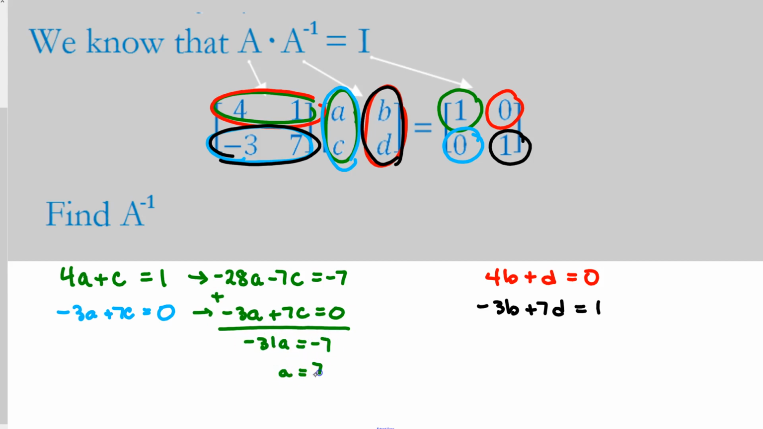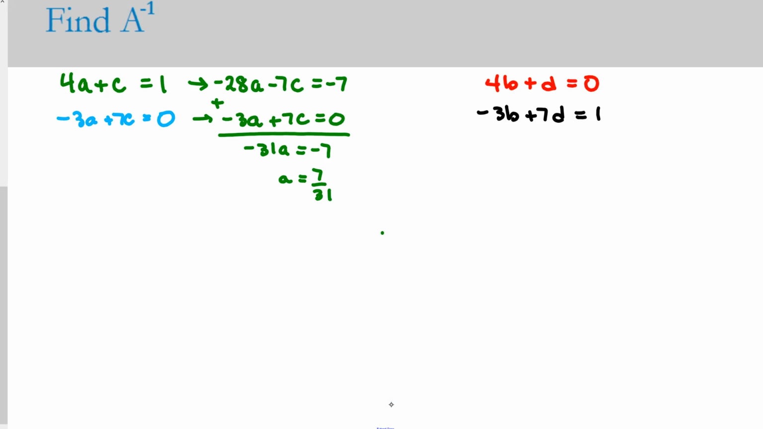So A is 7/31. Not a very user-friendly number, but it's actually good when you're trying to figure out patterns and things if your numbers are not very simple, if your numbers are unique. Okay, so let's go ahead and keep going and find the value of C. So 4 times A plus C equals 1. So 28/31 plus C equals 1. So C equals 3/31.